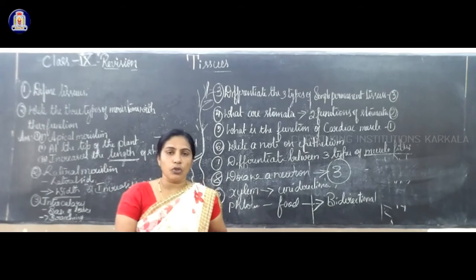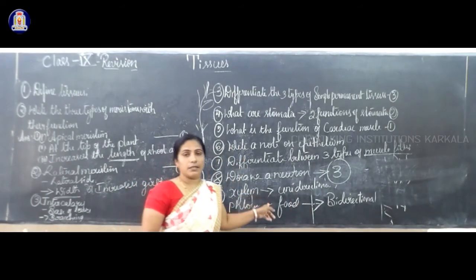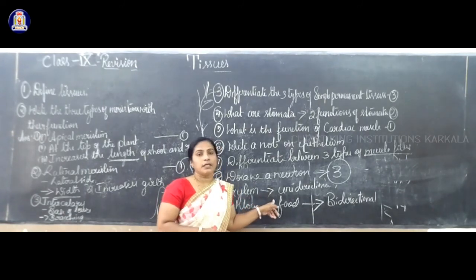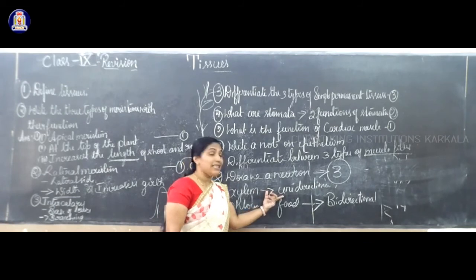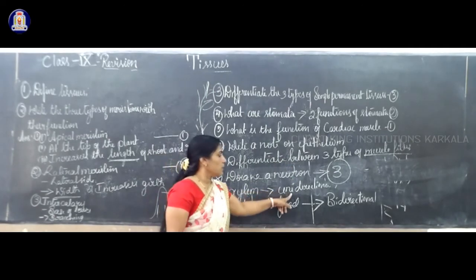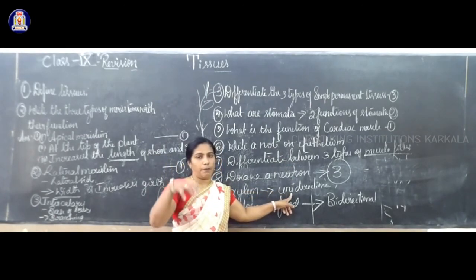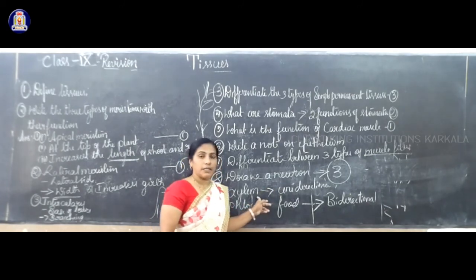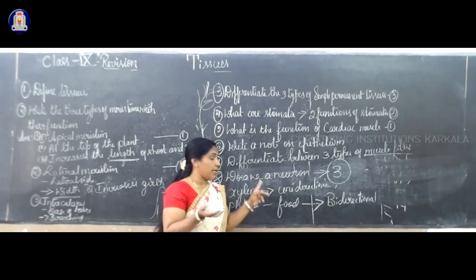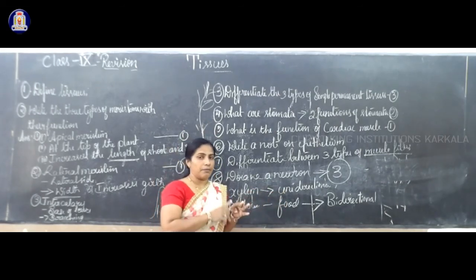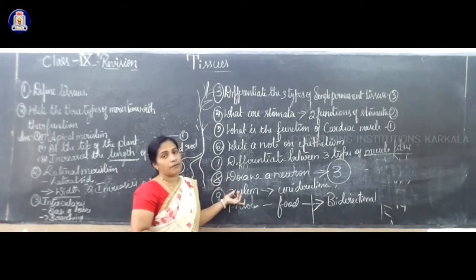About xylem, xylem consists of 4 types: xylem vessel, xylem tracheids, xylem fiber, xylem parenchyma. In that, xylem vessels and tracheids will take the water in vertical direction. So that's why it is called unidirectional. If you keep a plant in ink or a color, especially a balsam plant, you can see the stem absorb the color. That is the reason: xylem will suck the water from the root through the xylem vessel and tracheid. It will take it vertically.